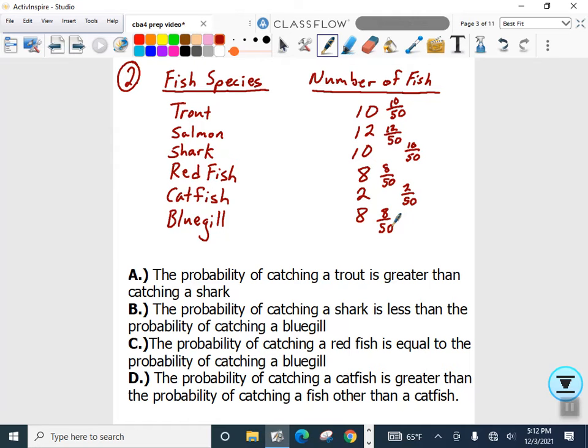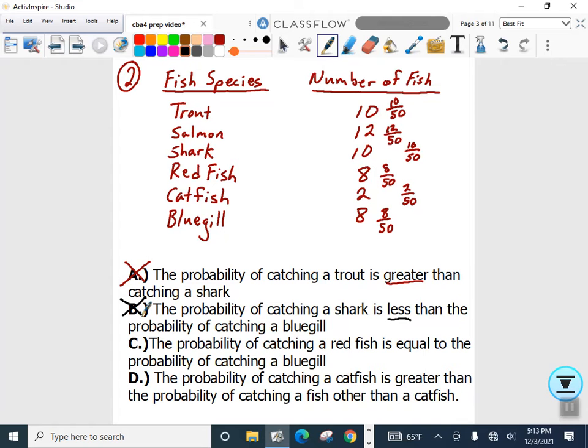Okay, so let's take a look at A. The probability of catching trout is greater than catching a shark? Well, here's a shark, here's a trout. It's not greater, it's equal to. So we can eliminate that. B, the probability of catching a shark is less than the probability of catching a bluegill. So, 10 sharks, 8 bluegill. No, the probability of catching a shark is greater.